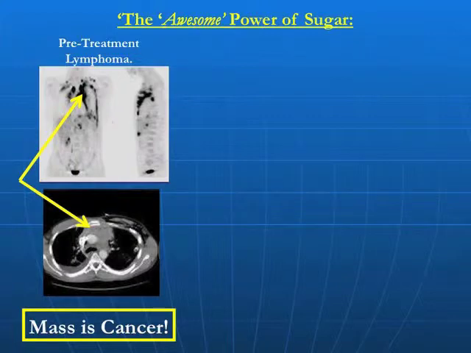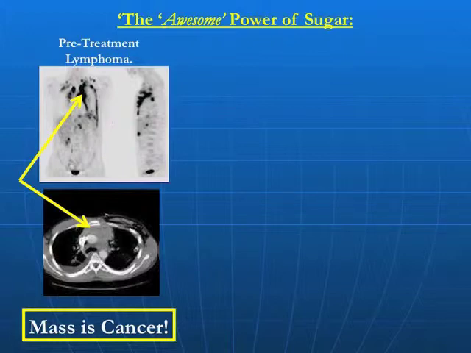Now, here's an example of using the awesome power of sugar to follow treatment monitoring in a lymphoma patient. The image at the top is the PET scan again, and those black areas with the yellow arrows pointing to them are areas of lymphoma tissue, and in the CT below that, with the arrows pointing, there is a mass sitting in the anterior chest. That simply shouldn't be there, but remember that the CT scan has limited ability to determine whether it's active or not, and that's the point of this.